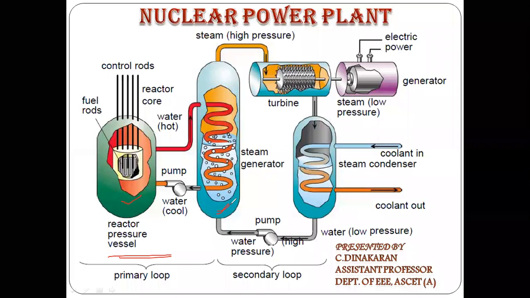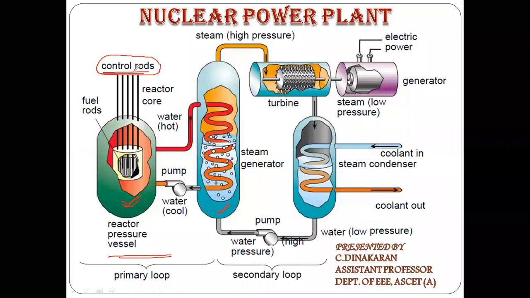The nuclear power plant works on the Rankine cycle, which is a closed loop system. In the nuclear reactor, the fission process takes place, that is fission and then fusion process. The whole nuclear power plant can be controlled with the help of control rods.